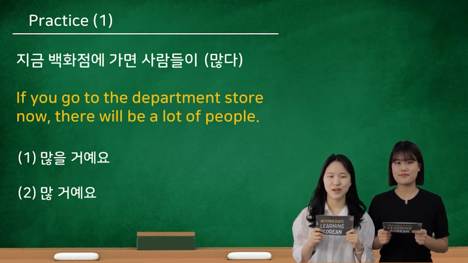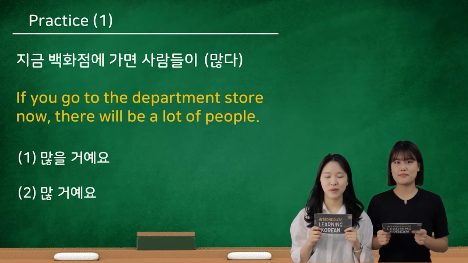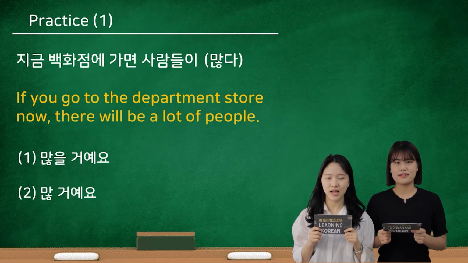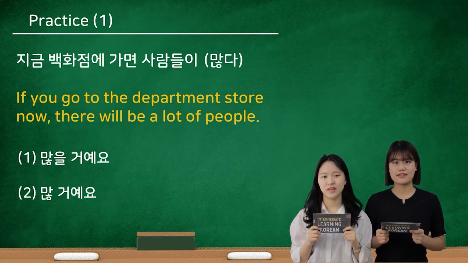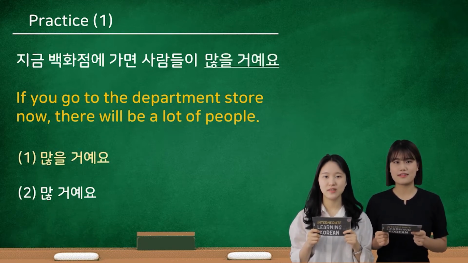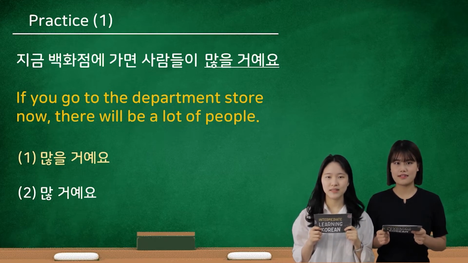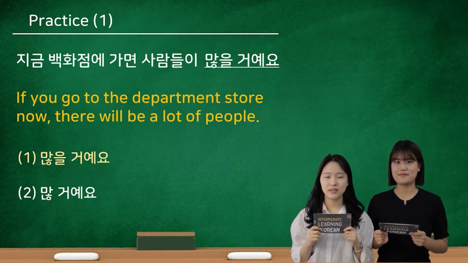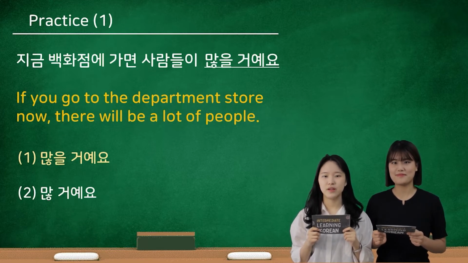This is the first problem. 지금 백화점에 가면 사람이 많다. What should we change 많다 to? Yes, the correct answer is 많을 거예요. One more time, 많을 거예요. When we remove 다 from the verb 많다, we can use 을 거예요 because there is a final consonant.